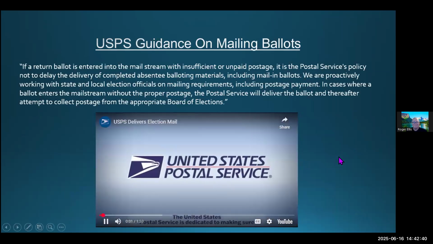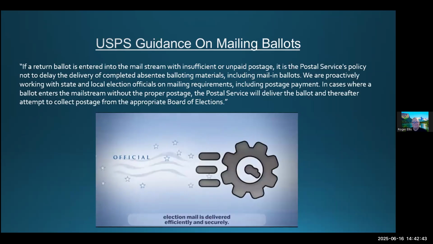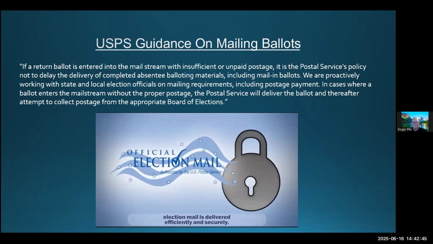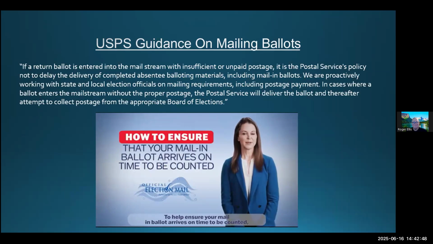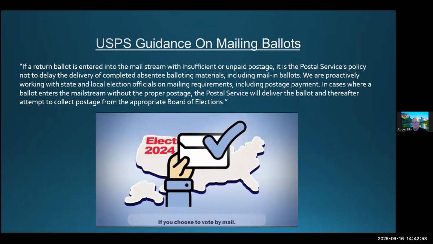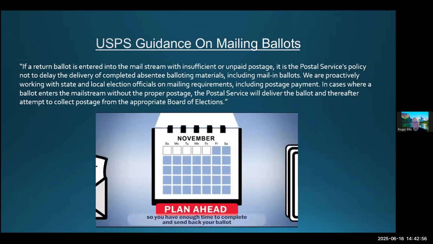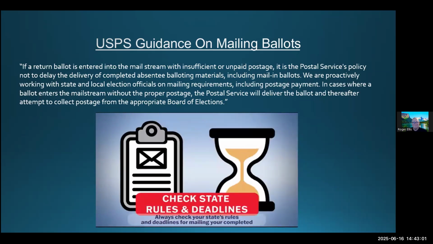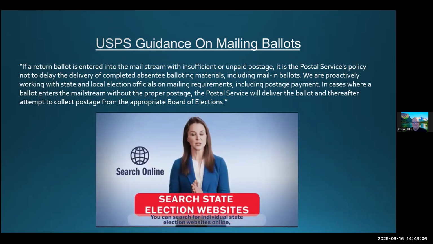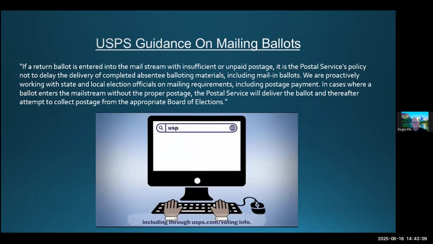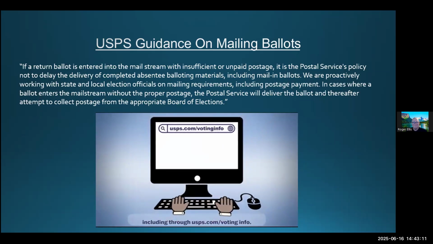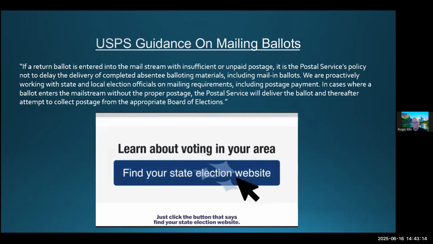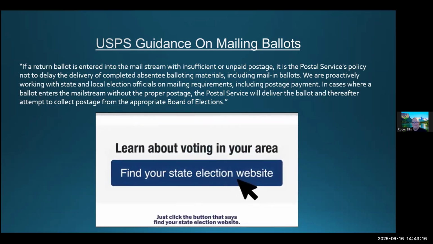The United States Postal Service is dedicated to making sure election mail is delivered efficiently and securely. To help ensure your mail-in ballot arrives on time to be counted, here's what you need to do. If you choose to vote by mail, plan ahead so you have enough time to complete and send back your ballot by your state's deadline. Always check your state's rules and deadlines for mailing your completed ballot. You can search for individual state election websites online, including through usps.com/votinginfo. Just click the button that says Find Your State Election Website.